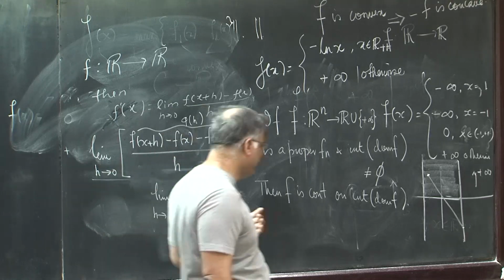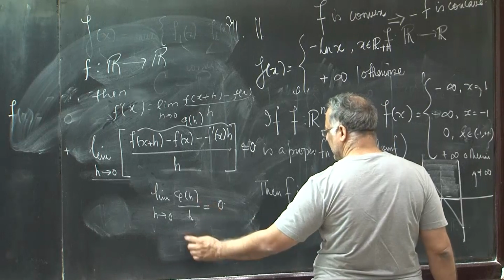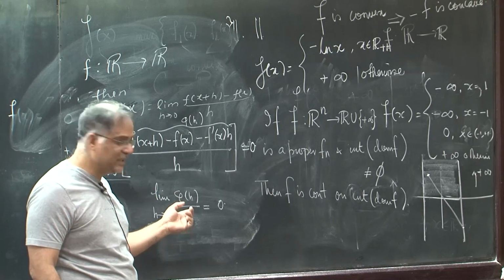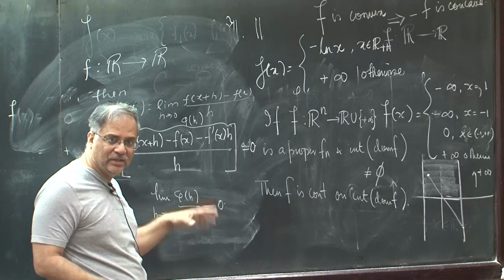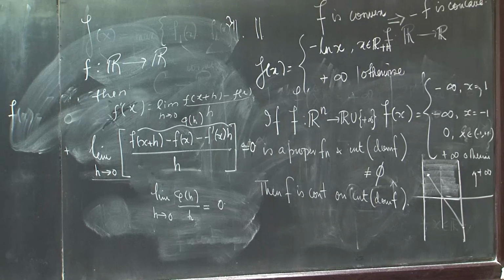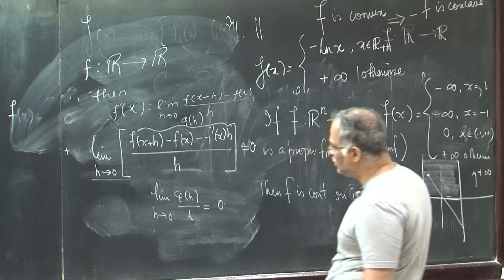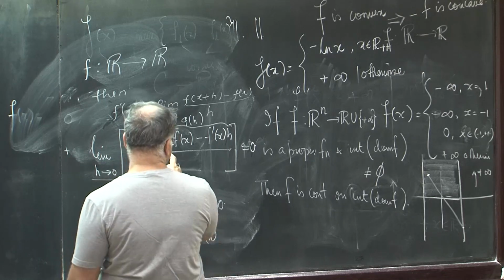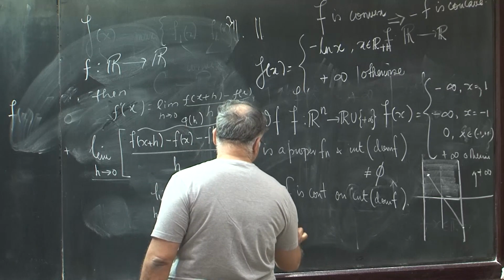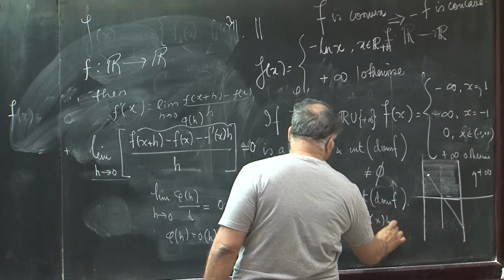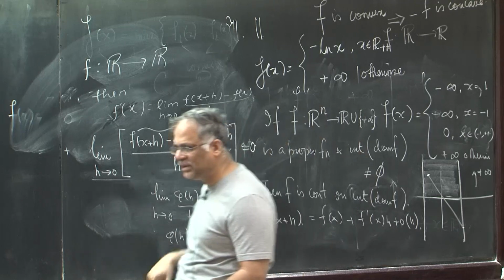Any function phi h such that phi h by h as h tends to 0 is 0 is called the small o of h, small order of h, which means that phi h goes to 0 faster than h. In order to have this going to 0, phi h must go to 0 faster than h, and phi h is called a small o of h quantity. So the derivative can be thought of as a real number which satisfies this: f of x plus h equals f of x plus f dash x h plus small o of h. This is nothing but the Lagrange mean value theorem, that's all.